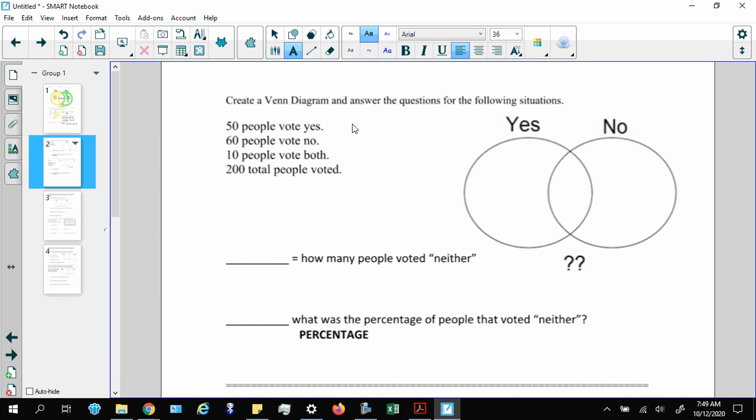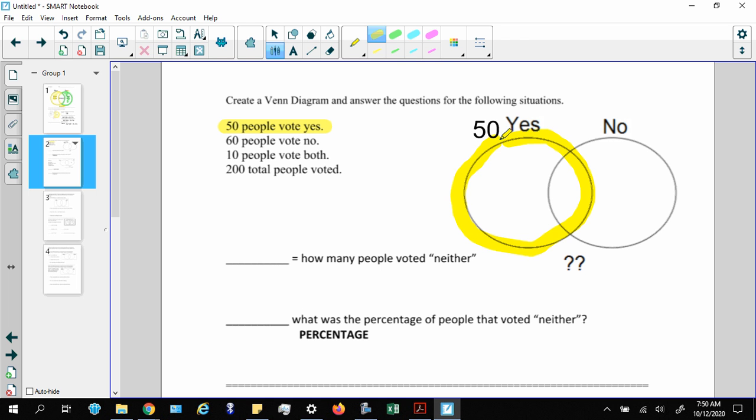Now let's dive into an incomplete Venn diagram. Let's break this down a little bit. It says here that 50 people voted yes. There's going to be a temptation to write 50 right here, but that's not correct. Whenever it says 50 people voted yes, that means there's going to be 50 people in the yes circle. So in the yes circle, there's going to be a total of 50 people.